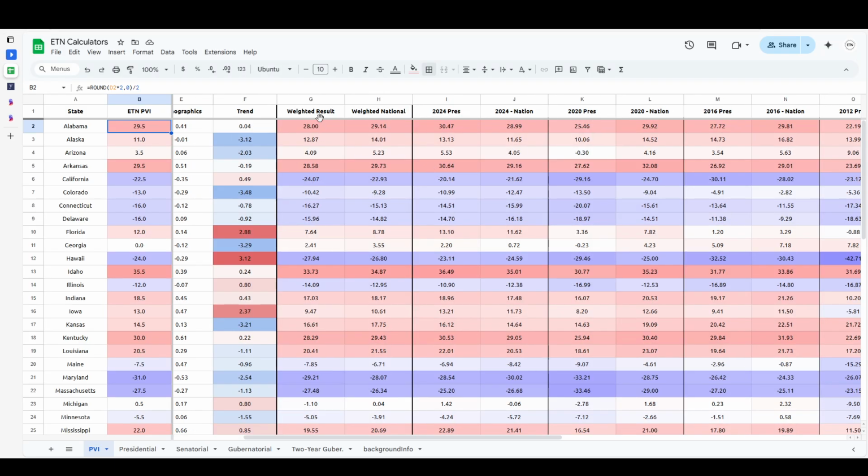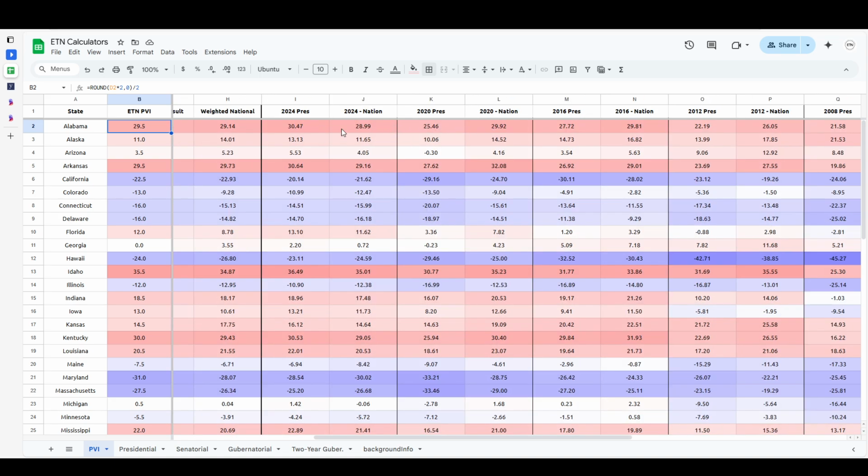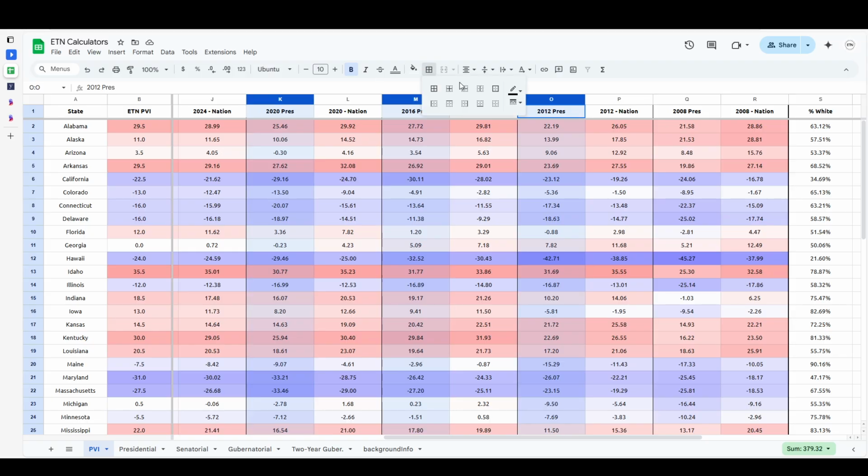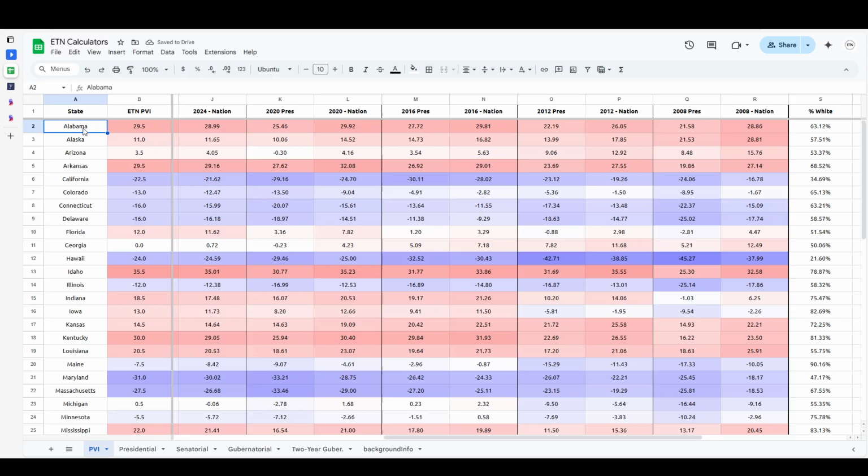The weighted result is R plus 28 and 29.14 to the right of the nation as a whole, which is going to be more heavily weighted in 2024 than any of these other ones, obviously, as it was the most recent. So it ends up being worth the most. So that's what that weighting means.